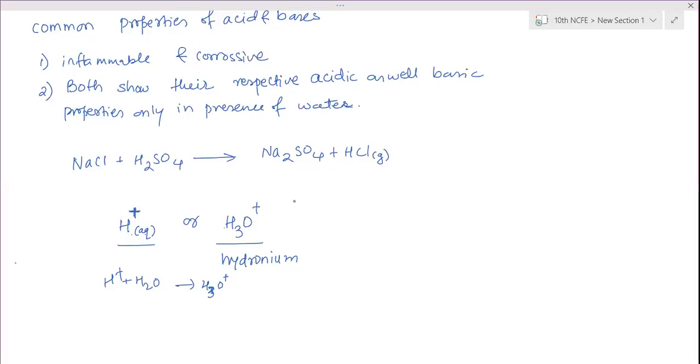Yes, ma'am. So alcohol and glucose are not considered acids because they do not show acidic behavior, as they do not dissociate to form H plus or hydronium ions in water. Due to the absence of free H plus ions, they do not show any acidic properties. Right?